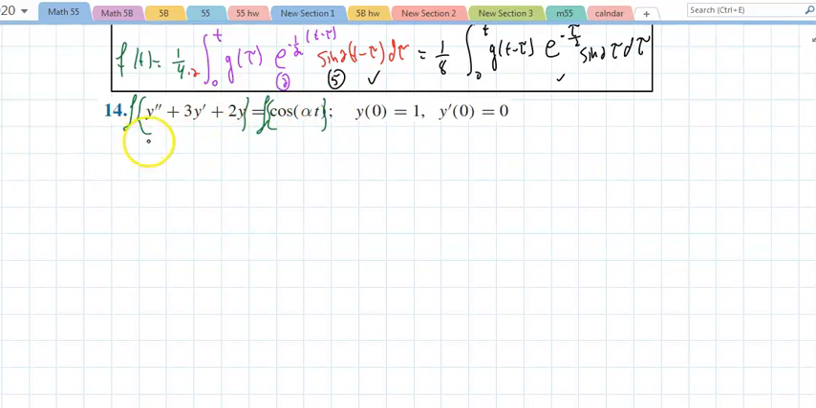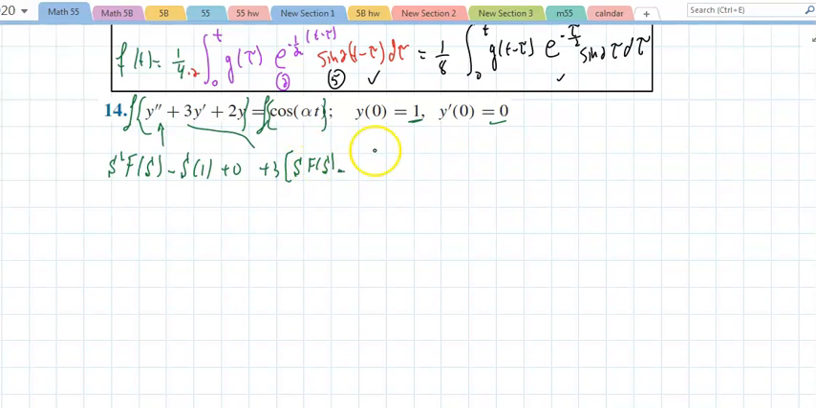And here now things are slightly different. I am going to get s squared F of s minus s times, in this case there's a 1 plus 0, that's this piece, plus 3 times s times F of s minus y of 0 plus twice F of s. And I know what the right side is. That is s over s squared plus alpha squared.